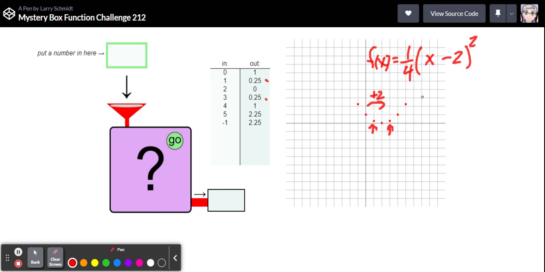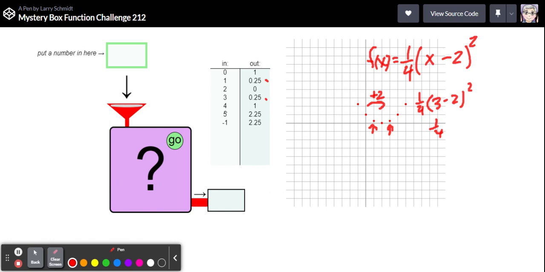But let's test this with a couple of points. First of all, I won't write this out, but just in your head, put in a 2. 2 minus 2 is 0. 0 squared is 0 times 1/4 is 0. That gives us 2, 0. If you put in, let's say, a 3 there. 3 minus 2 is 1. And 1 squared is still 1. So you're going to get 1/4 from that.